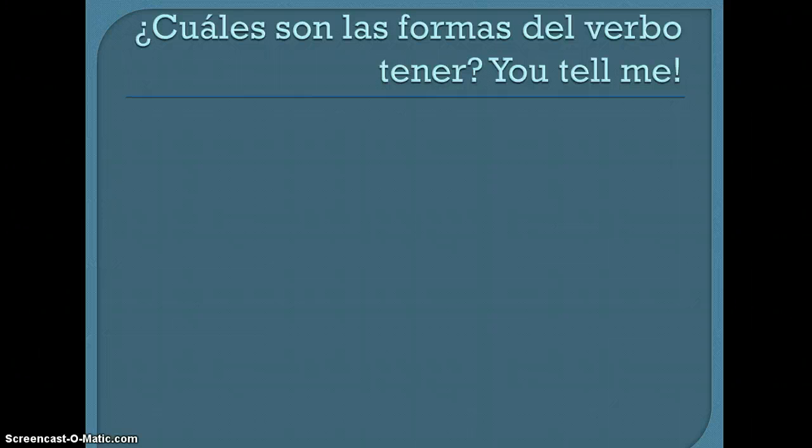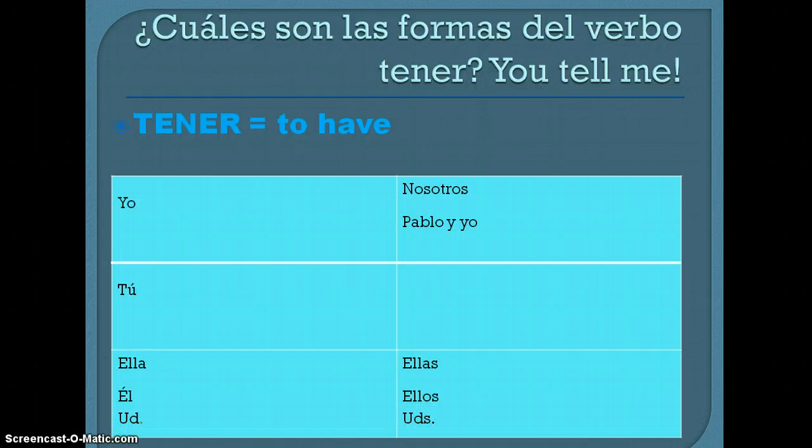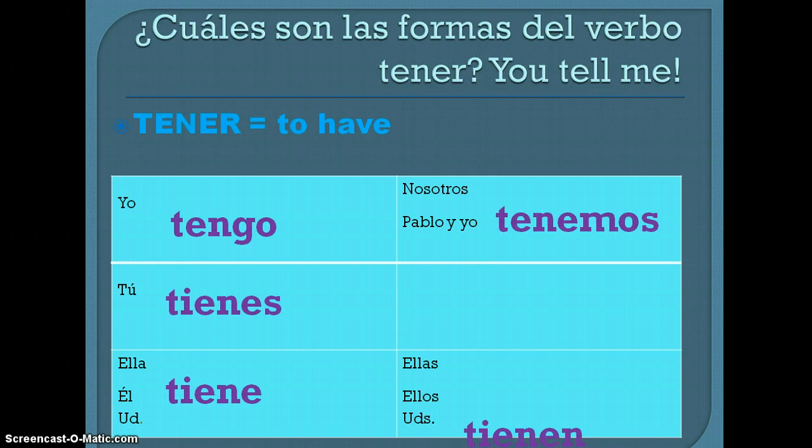So, ¿cuáles son las formas del verbo de tener? You tell me. What are our forms? Tener means to have. See if you can fill this in without looking at the video first. Yo tengo, tú tienes, él, ella, or usted tiene. Nosotros tenemos. Ellos, ellas, ustedes tienen.